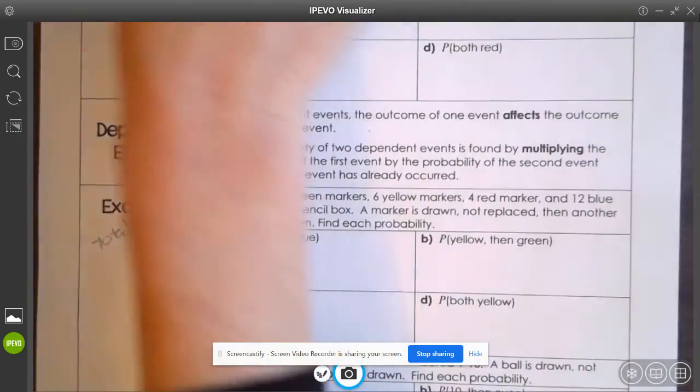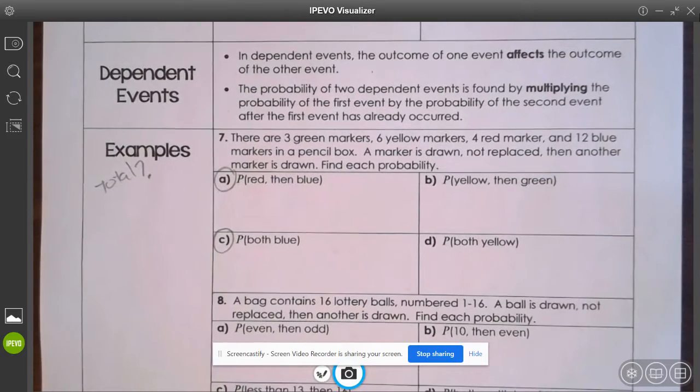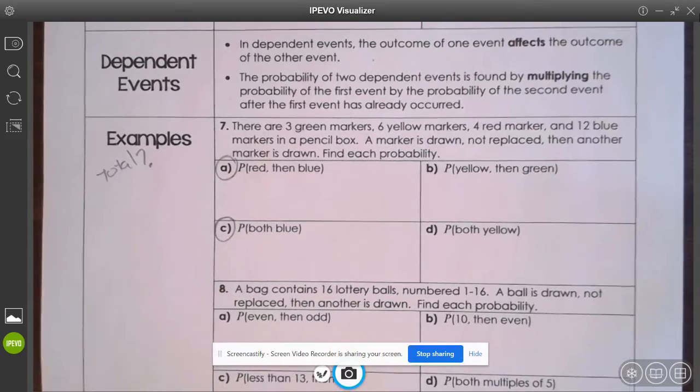Okay, so the next concept we're going to go over is dependent events. So the difference between these events is that what one happening affects the other one happening. So in dependent events, the outcome of one event affects the outcome of the other event. So the probability of two dependent events is found by multiplying the probability of the first event by the probability of the second event after the first event has already occurred. So you got to make some changes there.